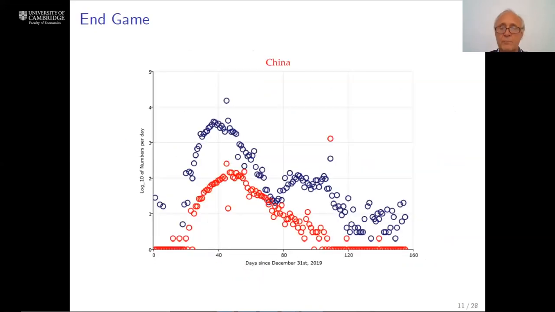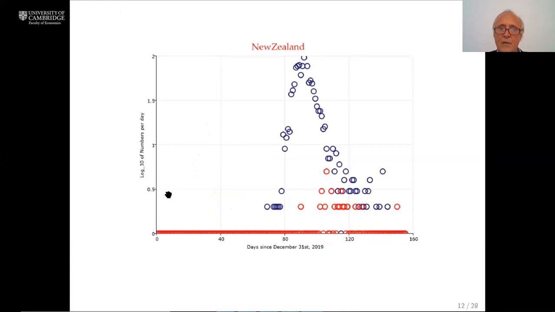So let's have a look at some of the pictures. I'm not going to spend a lot of time talking about China because that's worth a whole seminar in itself. But the key point here is that China passed its peak after day 40. It then had a second peak, which is relatively minor. It should be more noted from the graph, and it now has a relatively negligible number of cases. It hasn't completely disappeared, but it is fairly negligible, bearing in mind this is a log scale.